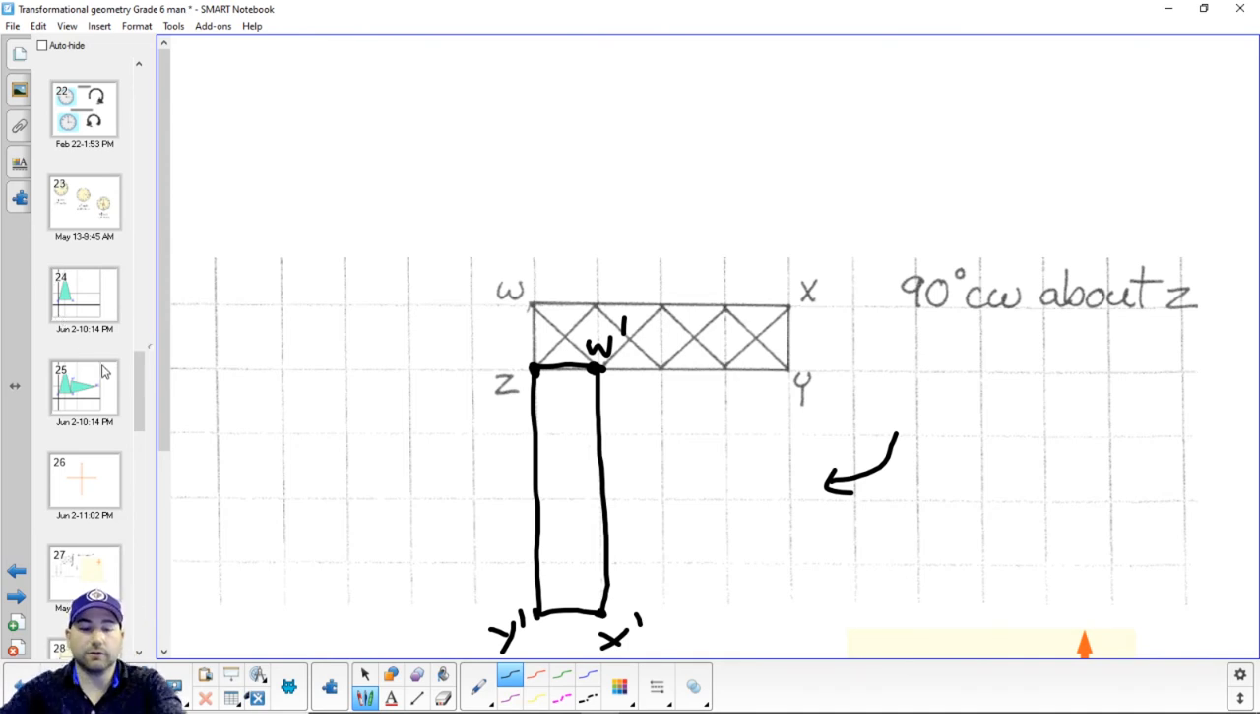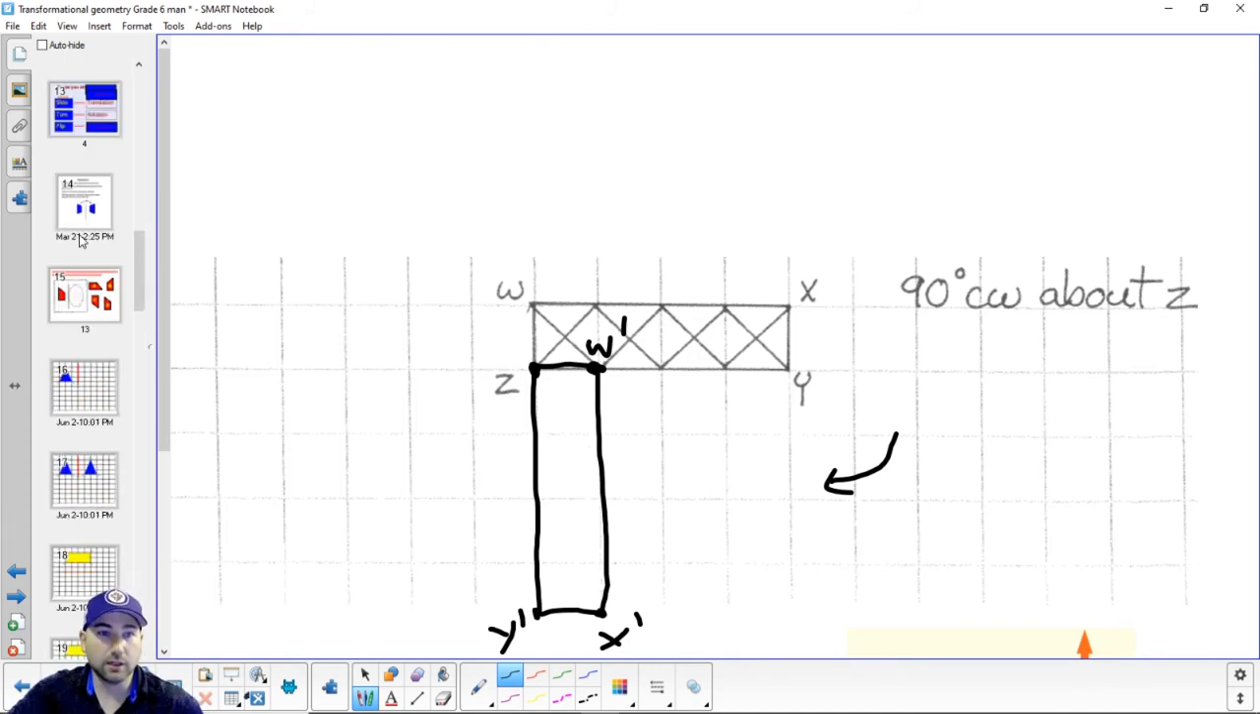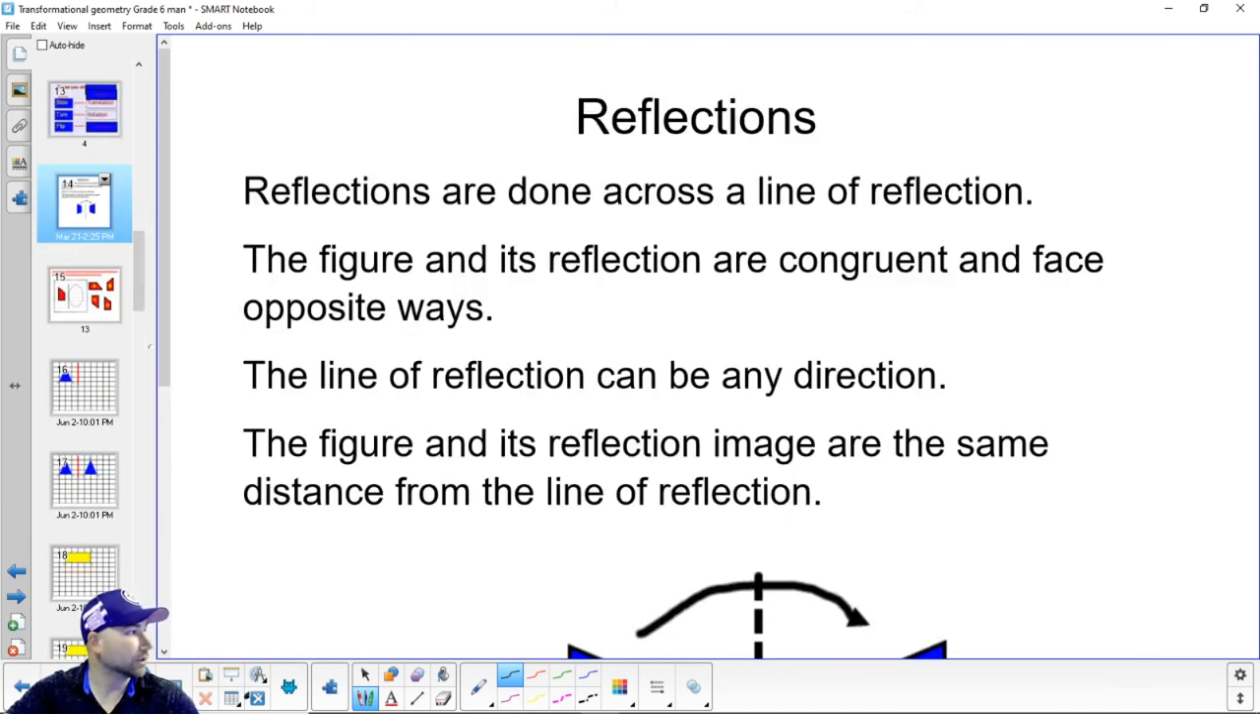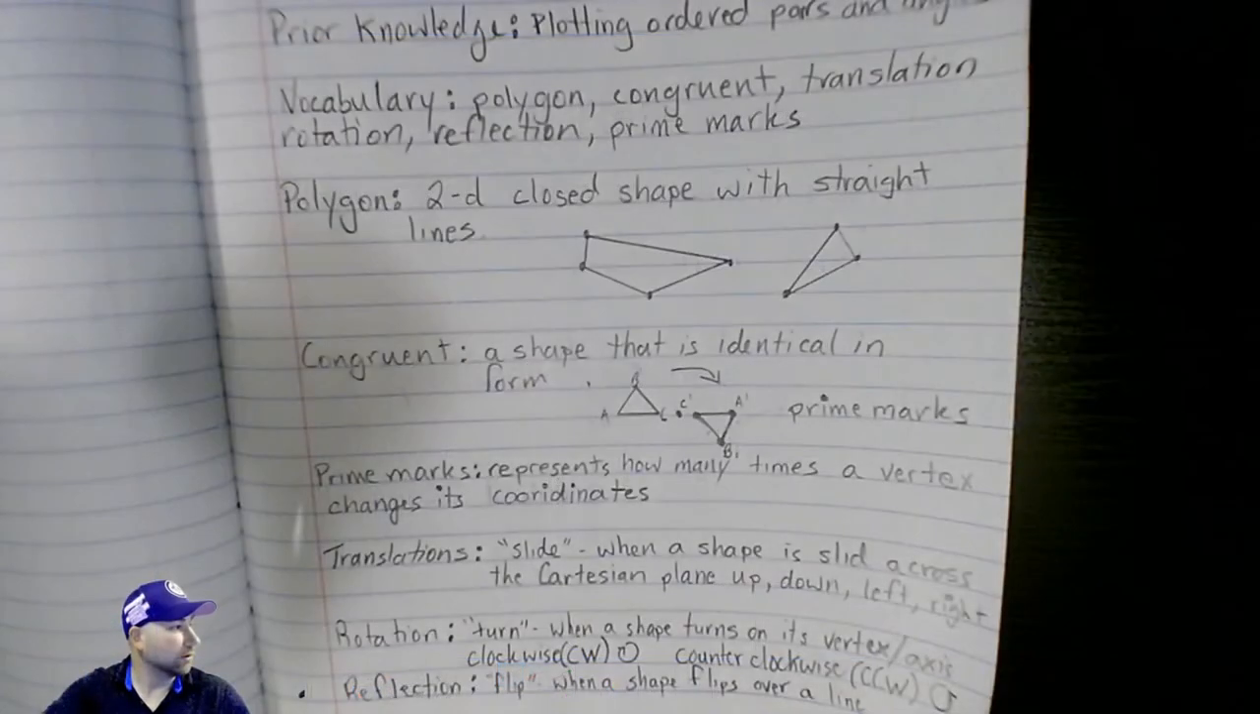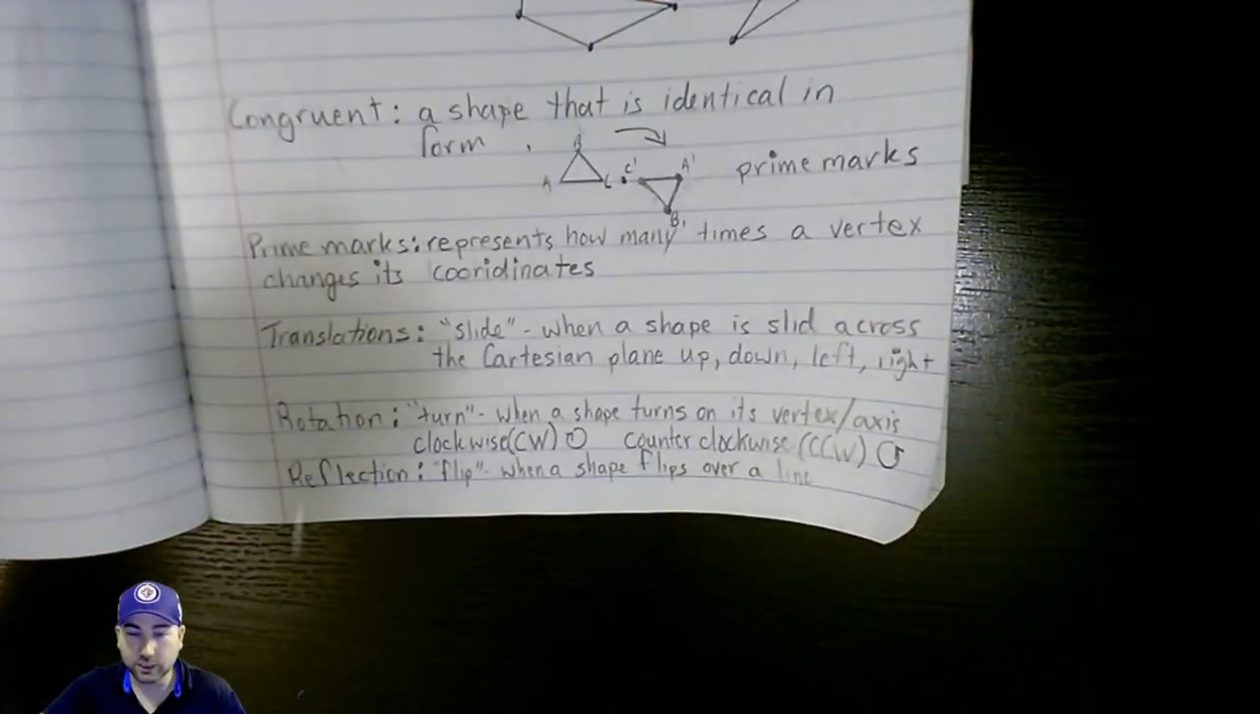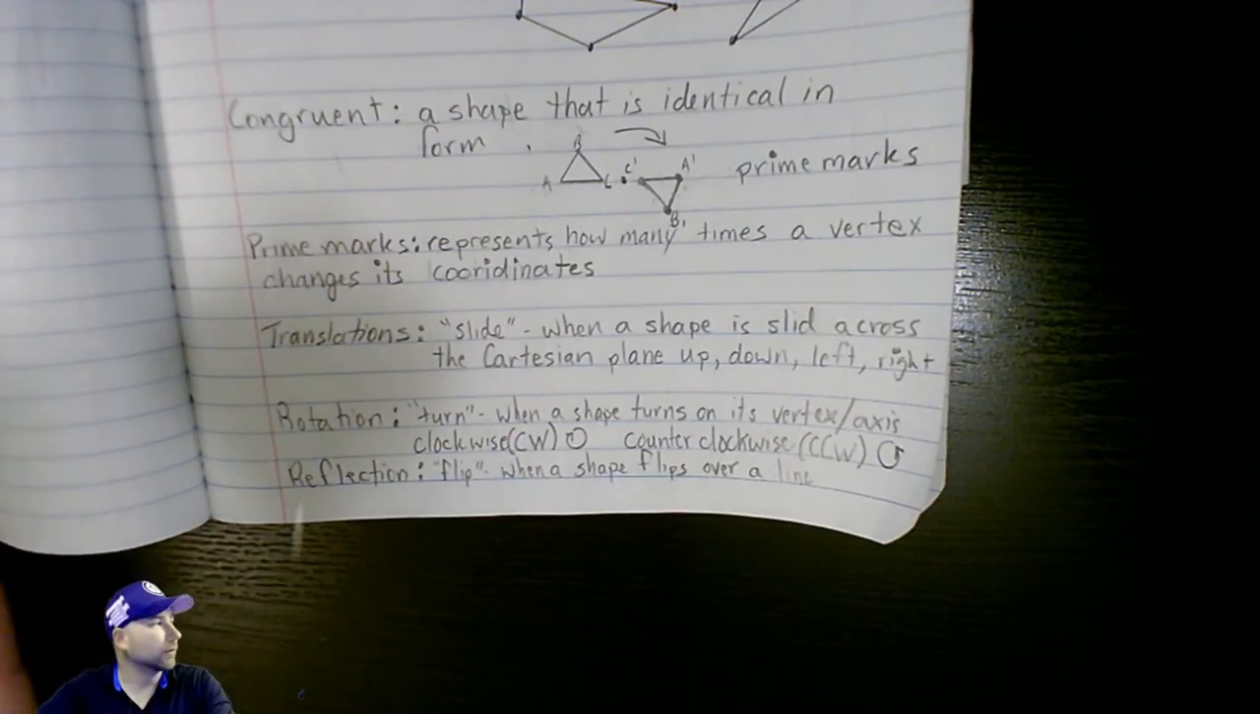And the last thing that we are going to talk about today is a reflection. So I'm going to go back up here and we're going to go to a reflection. So in your notes, you're going to write down a reflection is a flip when a shape flips over a line. So it flips over a reflection line. And you can add to your notes here.